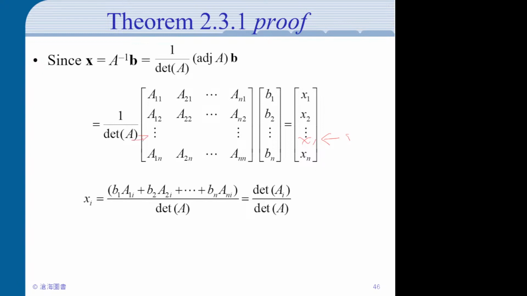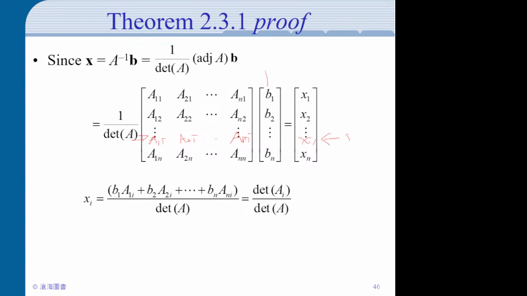So it should be the ith row here. This row, so no, I don't want to draw this. Okay, this row, and by looking at this, this row should be A1i, A2i, to ANi, and the inner product with this B vector.